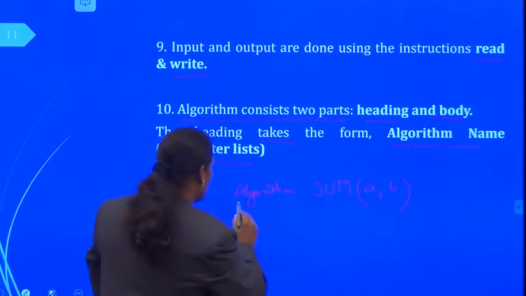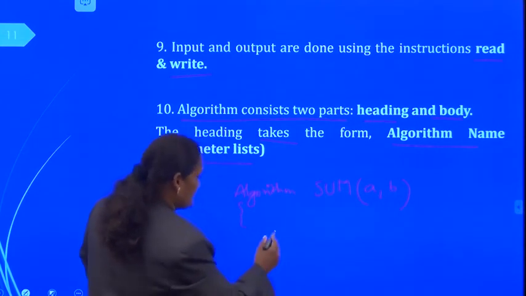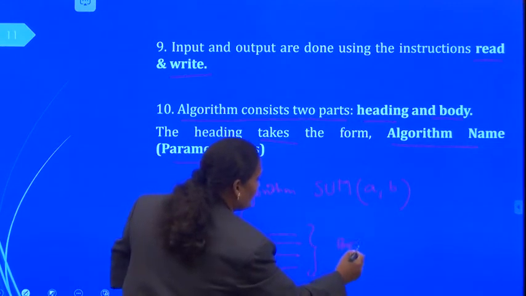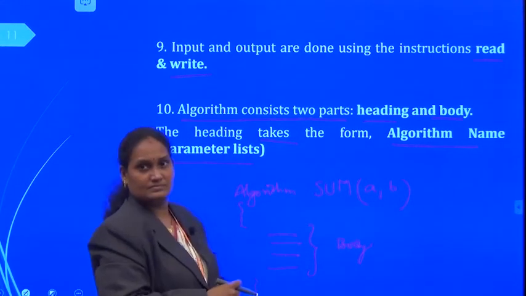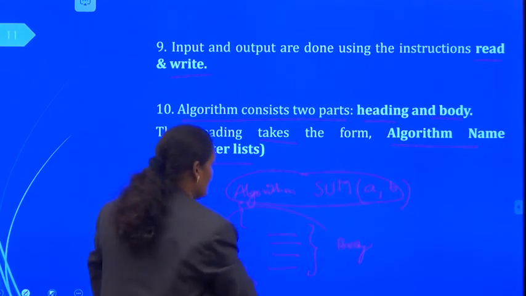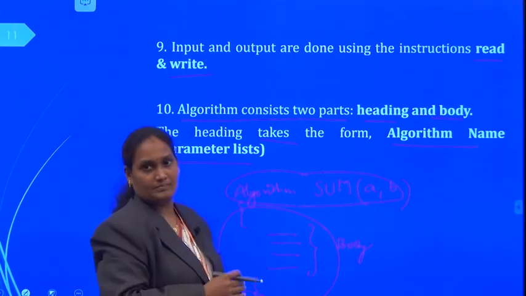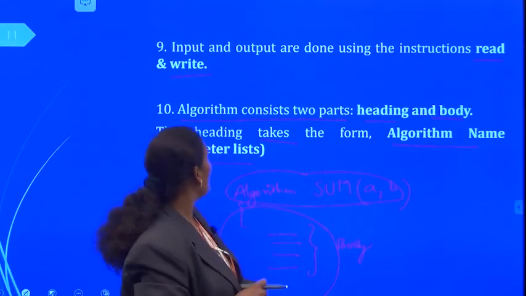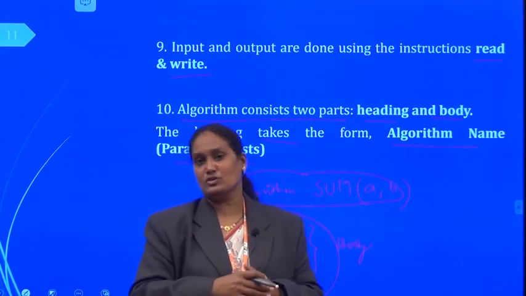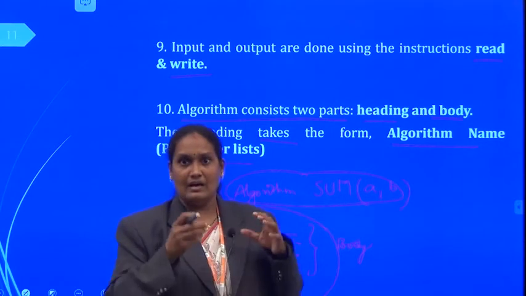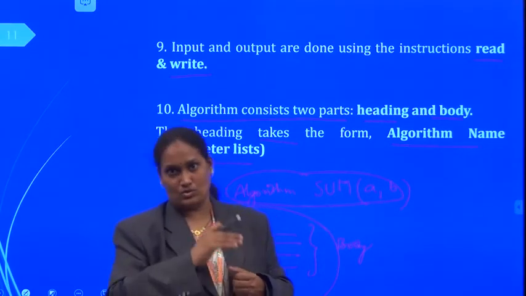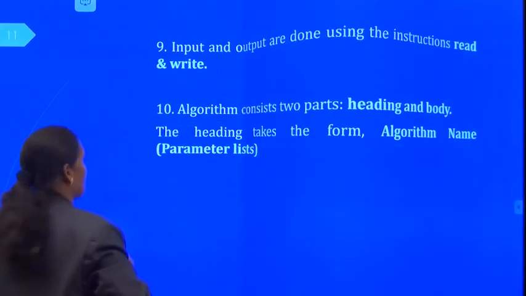And coming to the body, within the braces, we are going to represent the statements that are present in the body of the algorithm. Here, this gives the algorithm header, this gives the algorithm body. I hope you all understood the pseudocode for expressing algorithms. Now I am going to show you an example of how I represented that particular algorithm in pseudocode. Let us see that example.